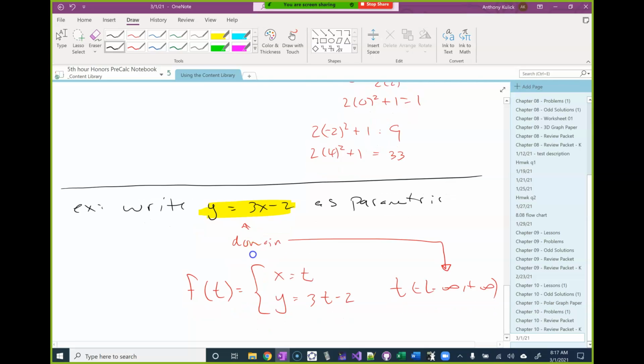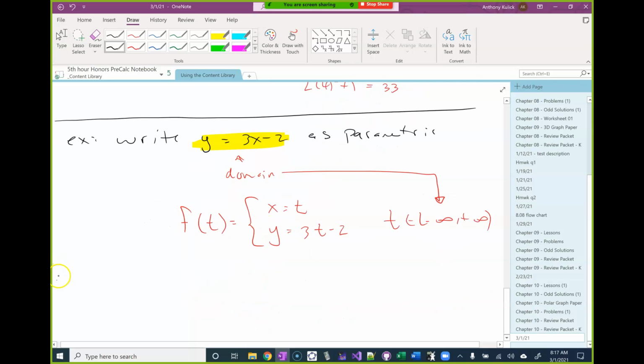Okay. What if instead of giving you a linear function, I give you 2 points?